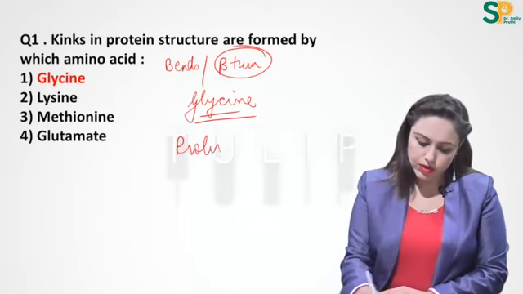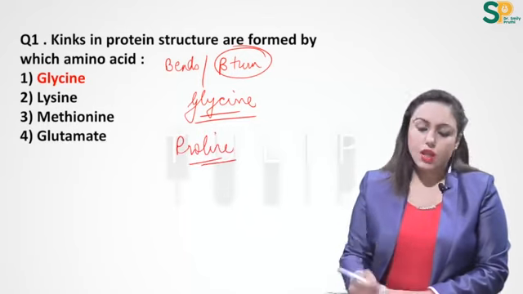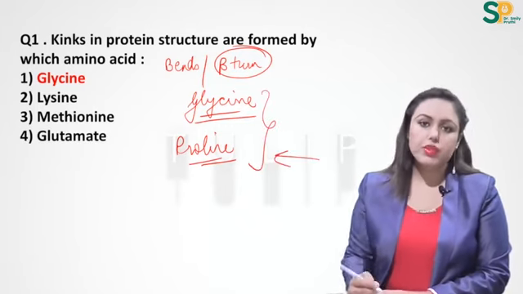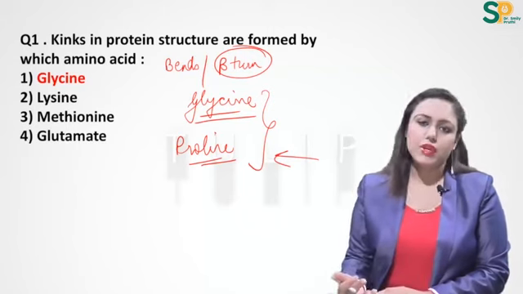Also one more amino acid, proline, will form the kinks. Okay, if both of these are given and they ask you kinks, then proline will be the best answer to be marked and the second best will be glycine.